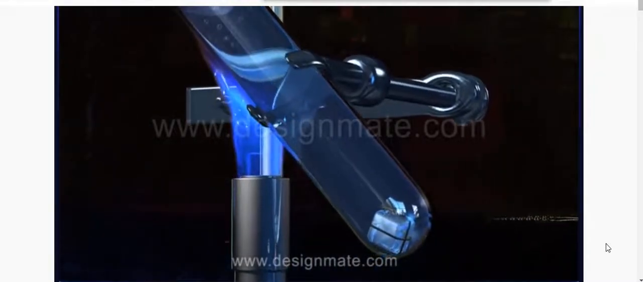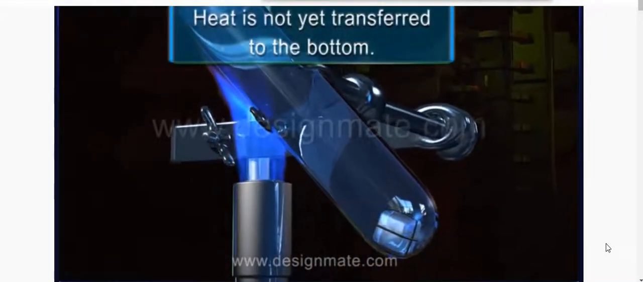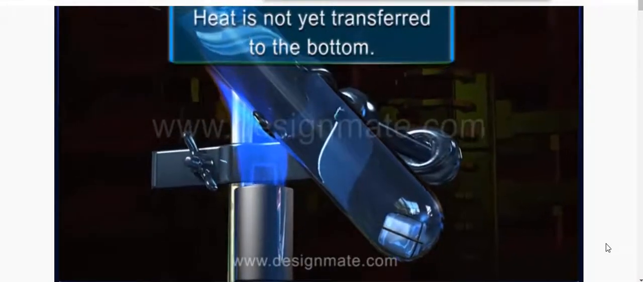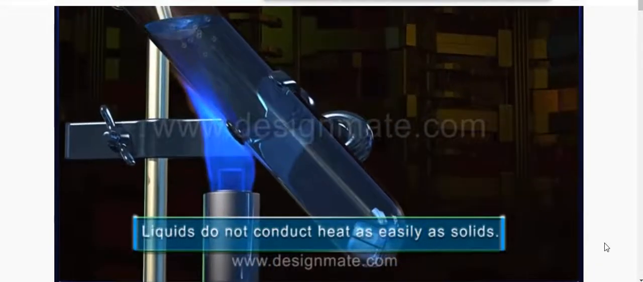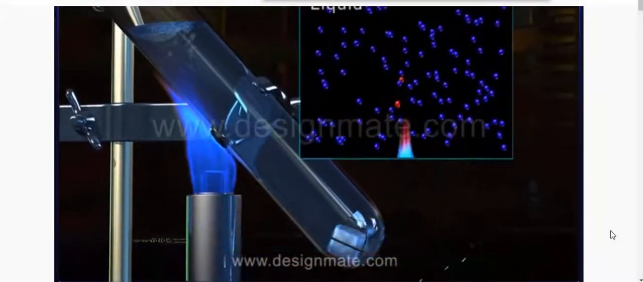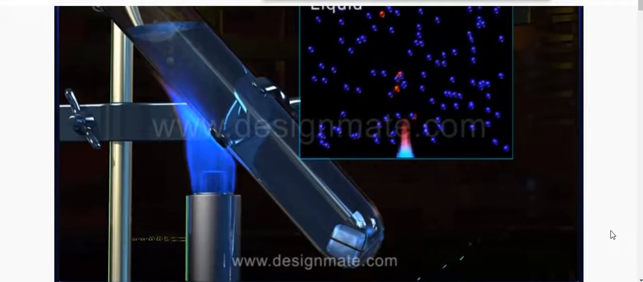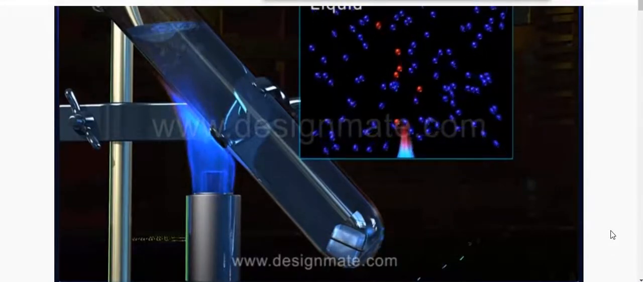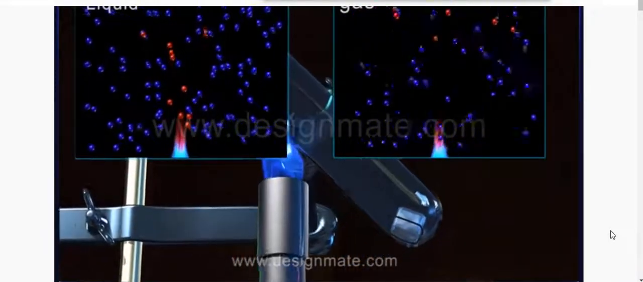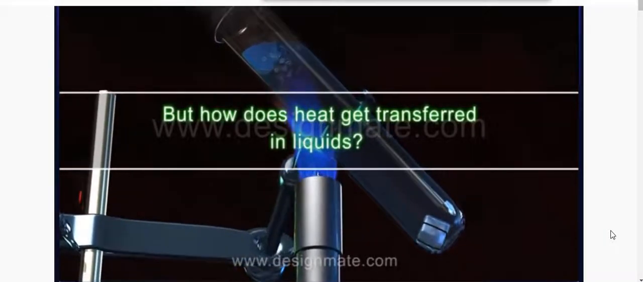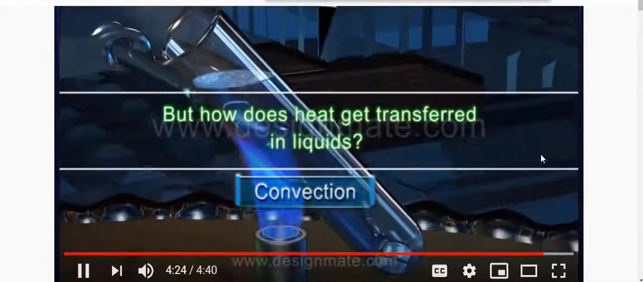This means that water at the bottom has not yet been heated, and heat is not yet transferred to the bottom. This experiment clearly shows that liquids do not conduct heat as easily as solids, because the molecules of liquid are not arranged in close contact with each other. In comparison to liquids, gases fare even worse while conducting heat. But how does heat get transferred in liquids? Heat transfer in liquid takes place by a phenomenon called convection. We shall study this in our next topic.